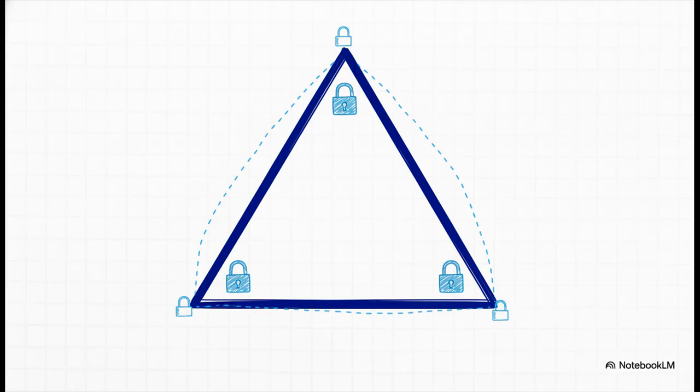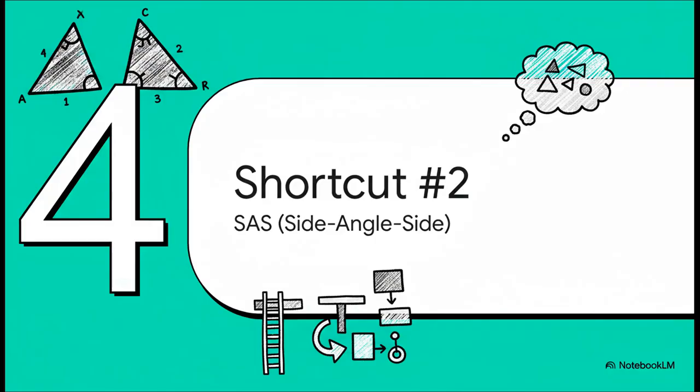And here's the magic part. You don't even have to look at the angles. If those 3 side lengths match up, that property of rigidity we talked about guarantees that the angles have been forced into place, and they're going to match up too. It's an absolutely incredible time saver. All right, so that's one shortcut down. Super useful. But what if you don't know all 3 sides? Well, let's move on to our next powerful tool.